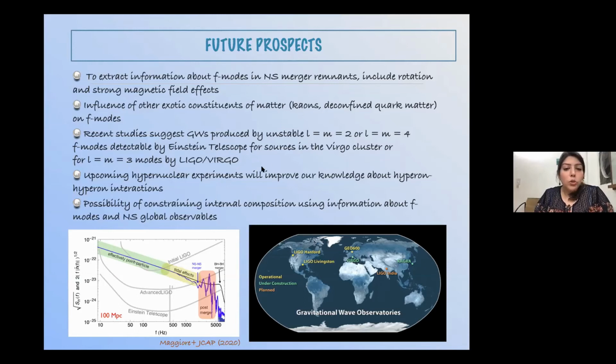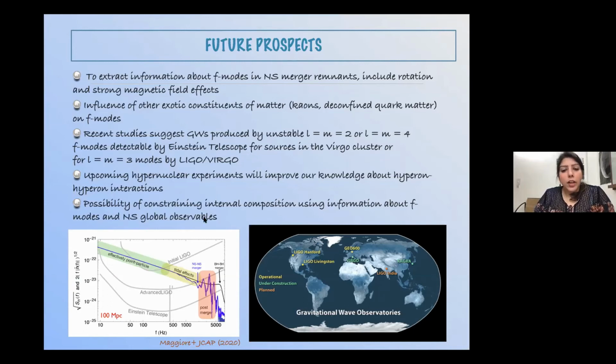Also, we look forward to the Einstein Telescope, and it's predicted that the l equal to m equal to 2 and 4 modes should be detectable by the Einstein Telescope for sources in the Virgo cluster, or the l equal to m equal to 3 modes by the Advanced LIGO-Virgo detectors.